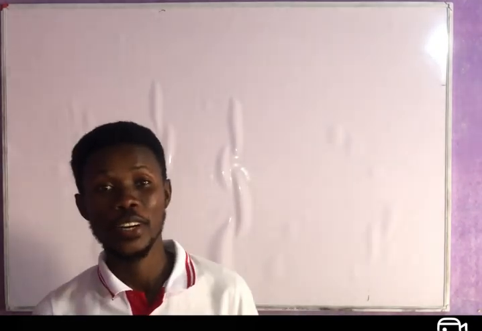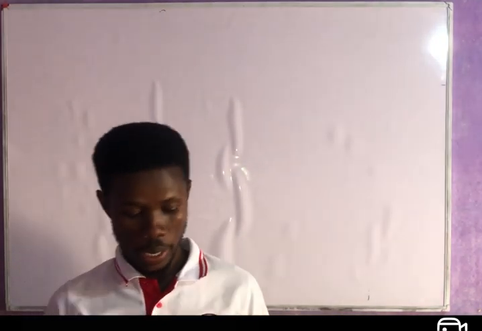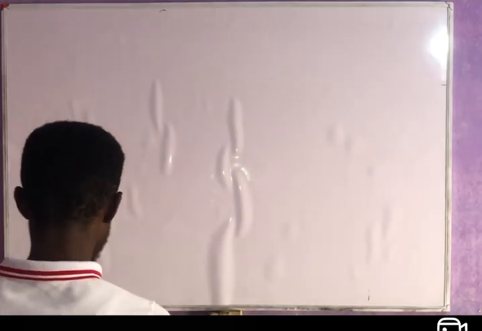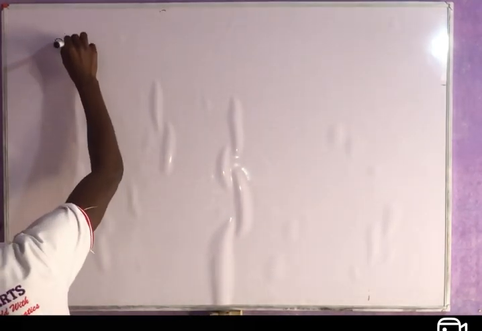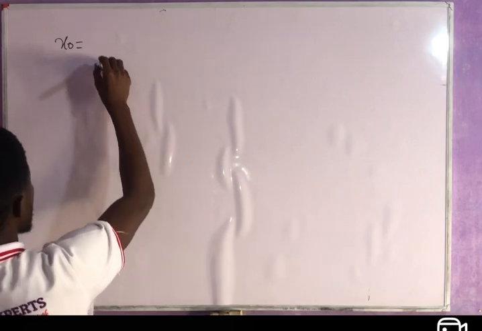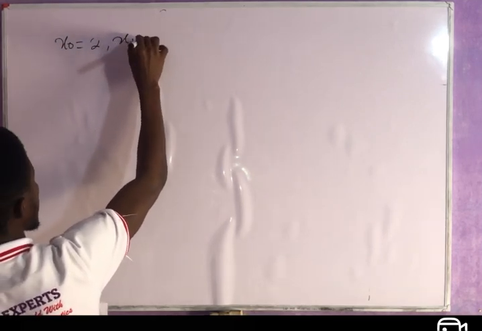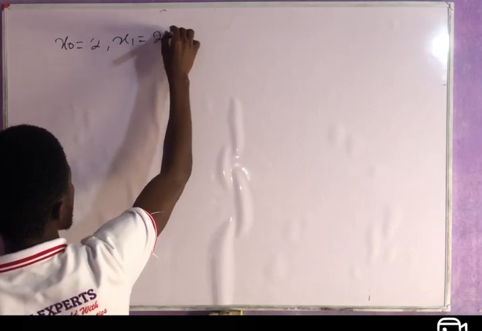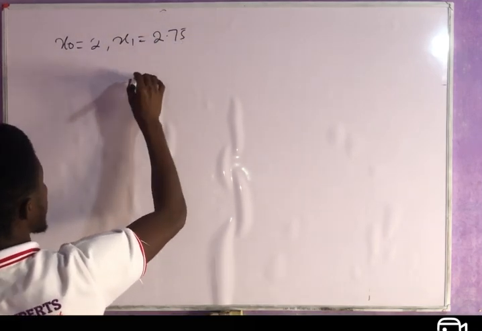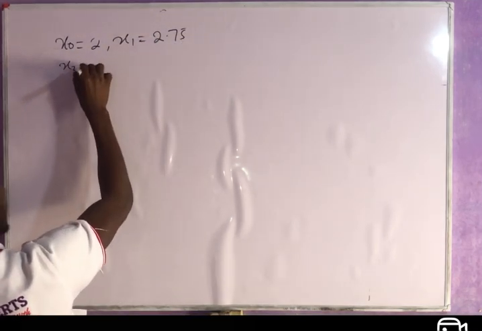Okay, now let's move on. Let's look at this past question, then we see what we can do about it. So the question, as I've read out, the information we're given: x0, which is 2, x1, which is 2.75, then we also have x2, which is 4.